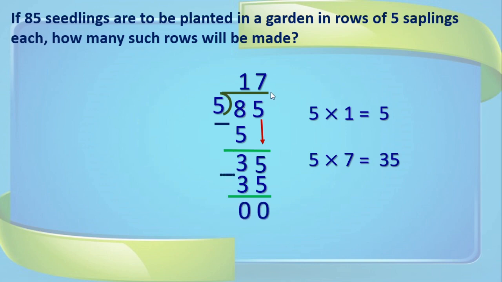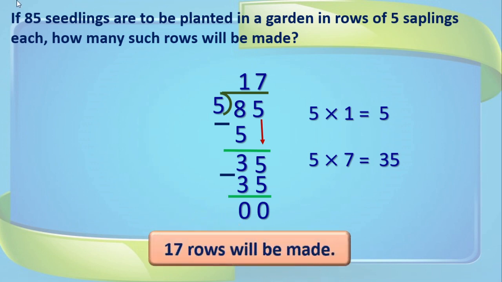Yes, dear children, how many rows can be made here? 17 rows will be made by using 85 seedlings and each row will have 5 saplings. Right? This is nothing but division. This is a method to do division. Correct?